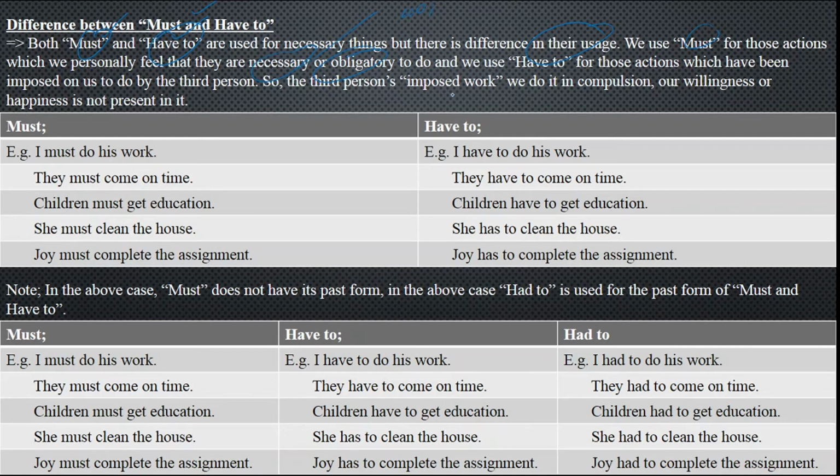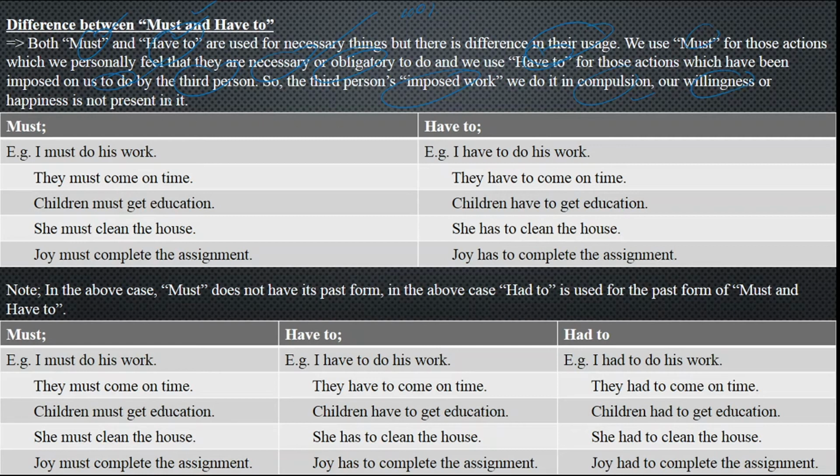Or we use "have to" for those actions which have been imposed on us to do. Over there you are not going to discuss your wish or desire about it. You are just asked by the third person. So the third person's imposed work, we do it in compulsion. That is our compulsion to do it.